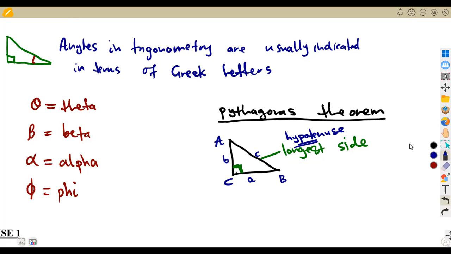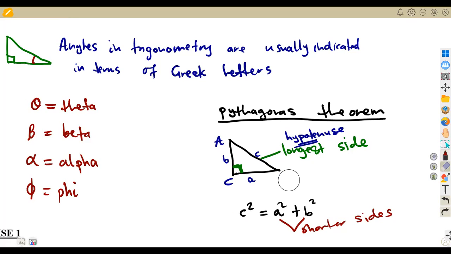So it follows that from our Pythagoras theorem, this hypotenuse, which is the longest side in this case, the square of it is equal to the sum of the squares of the two shorter sides, that is a squared plus b squared, whereby a and b are the remaining shorter sides. All right. Remember, we said c is the longest side that we refer to as the hypotenuse.